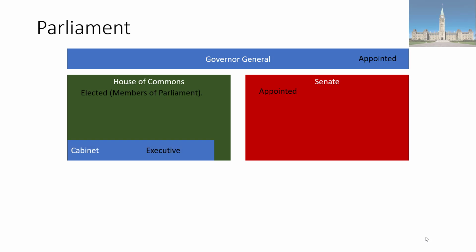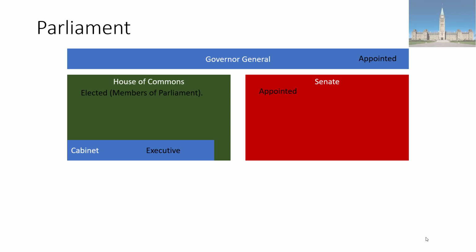Now, within the House of Commons, there's a special group. These are elected members of Parliament who, under normal circumstances, when we have a majority government, are part of the predominant political party, and they're called cabinet. Somebody who's in cabinet is given an executive function. That means that they help run part of the mandates that the laws have created.